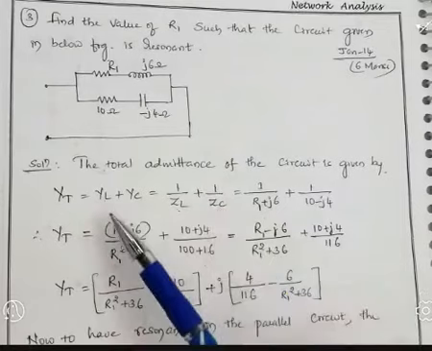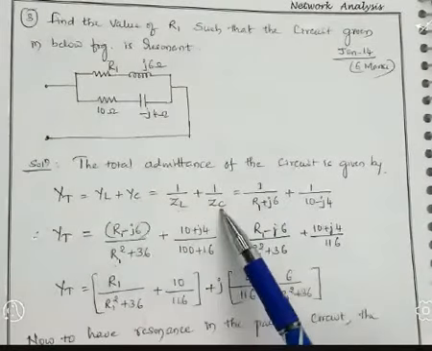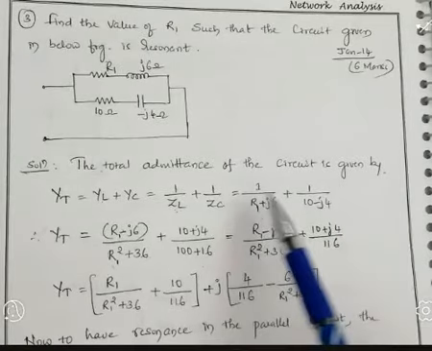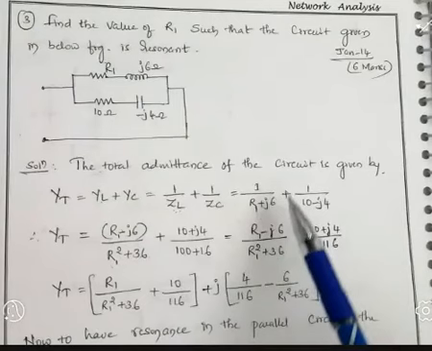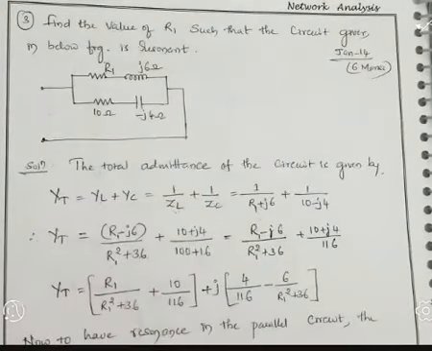So YL equals what? 1 by ZL. YC equals what? 1 by ZC. Now substitute the values. ZL, what is ZL? R1 plus j6. Next, what is ZC? 10 minus j4.